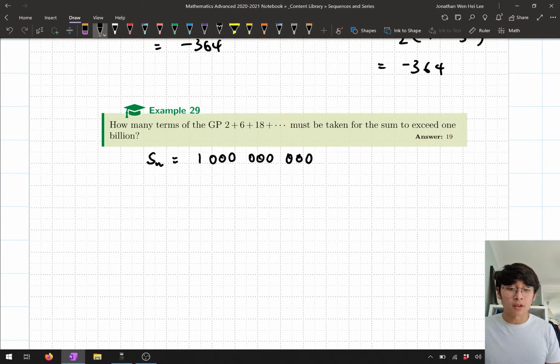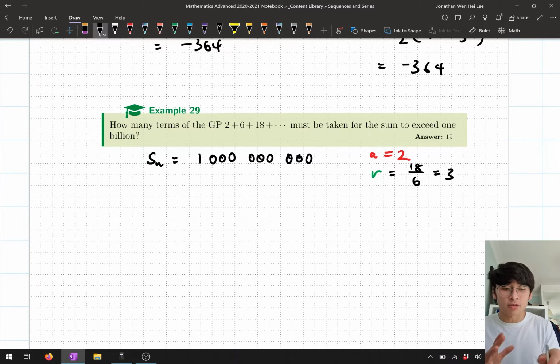So here, we want to solve this particular equation. When does this partial sum become equal to 1 billion? We need to extract a bit of information from our geometric progression. What can we find out? Well, the value of a, our starting term, is going to be 2. And we can also find our common ratio by dividing any two consecutive terms. So I can go 18 over 6, so I've got a common ratio of 3.